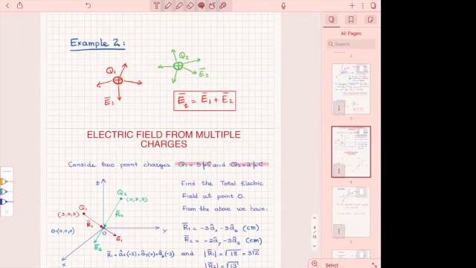That is called superposition. It applies to as many sources as you may have. If you have 100 sources and each one of them produces a vector electric field, then you can sum these 100 different vector fields, and you're going to find the total.